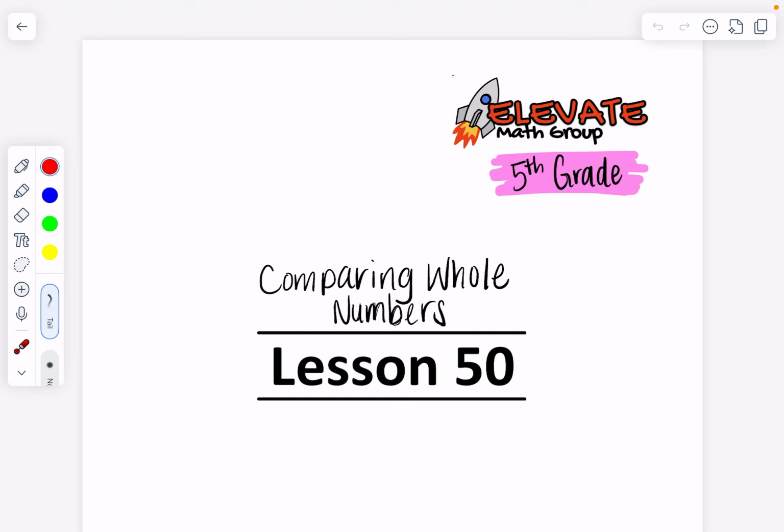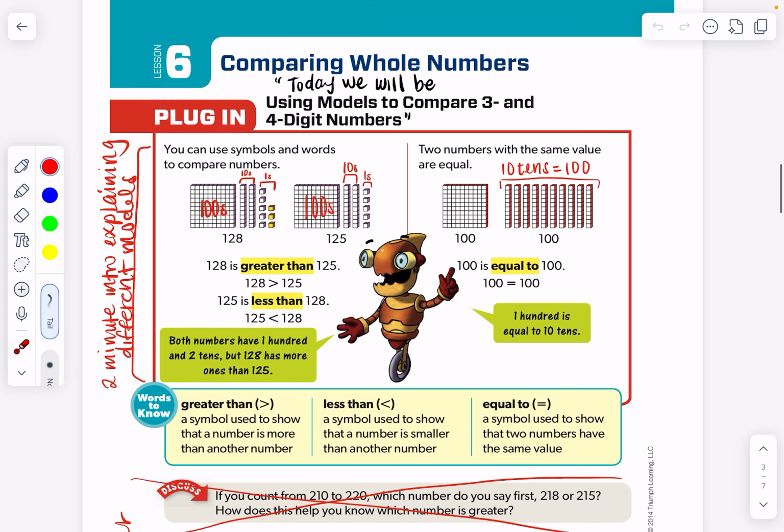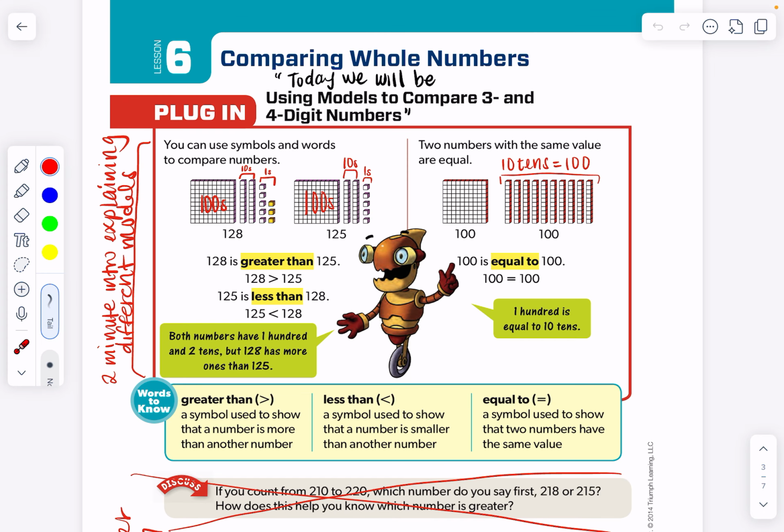Hi everyone, for our 5th grade Elevate group today, we will be comparing whole numbers. Now, this is a very easy lesson. Students should not struggle through it. The only thing that might be a little bit challenging or different is that students are not solely focused on the arithmetic today. They are looking at models to anchor them in their comparison.